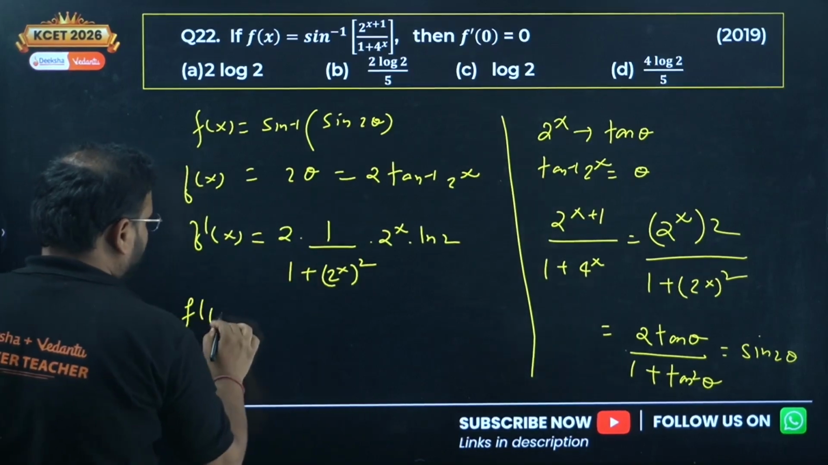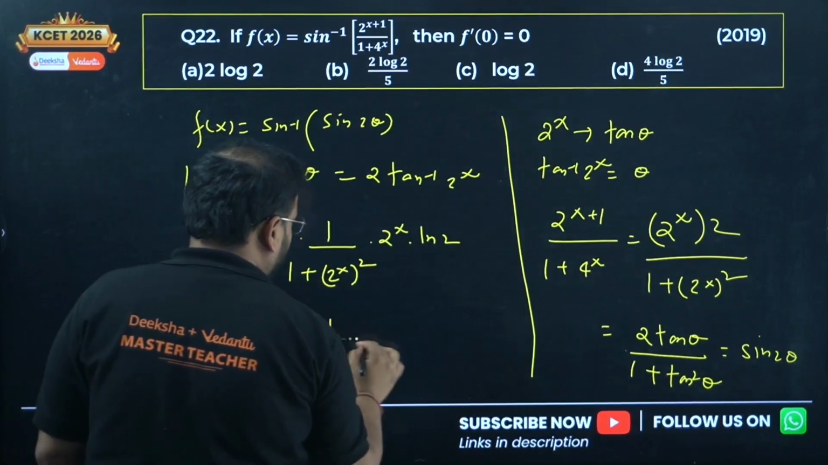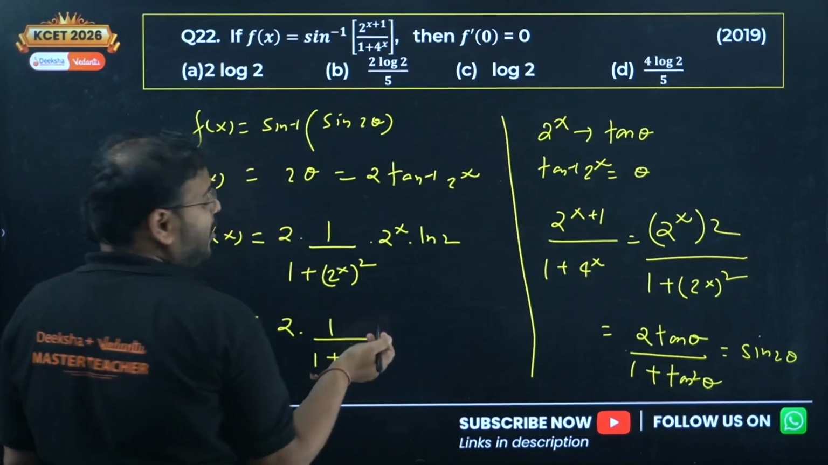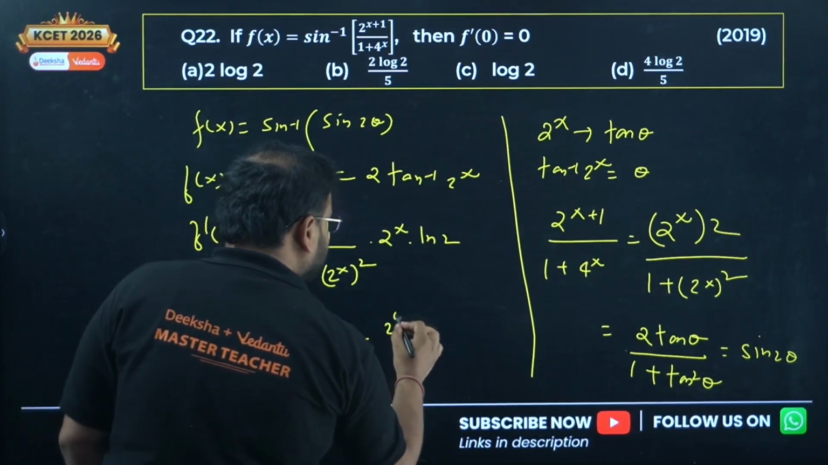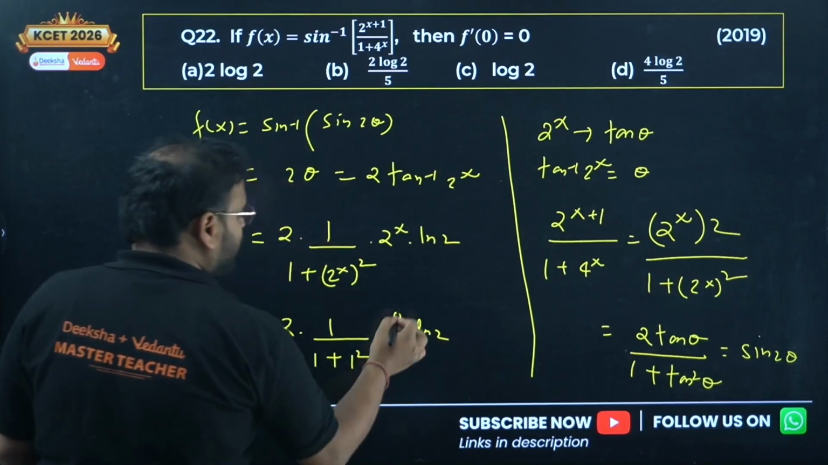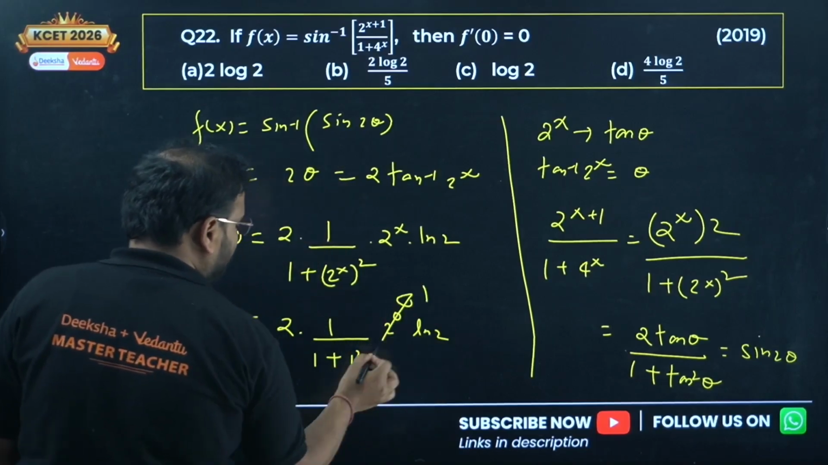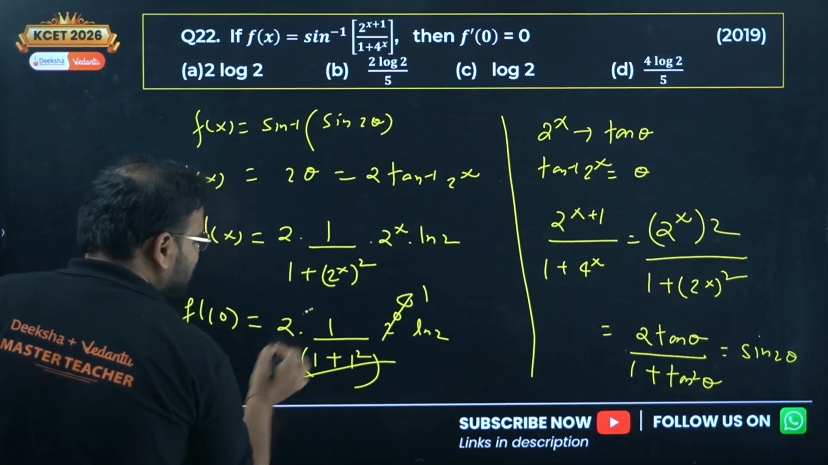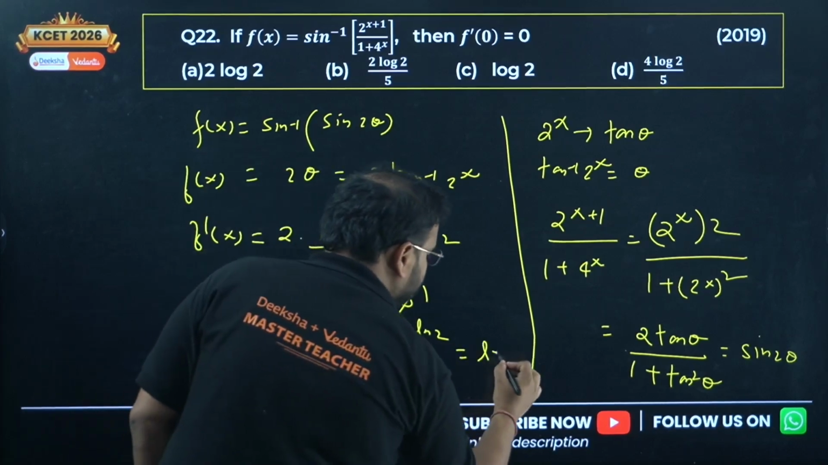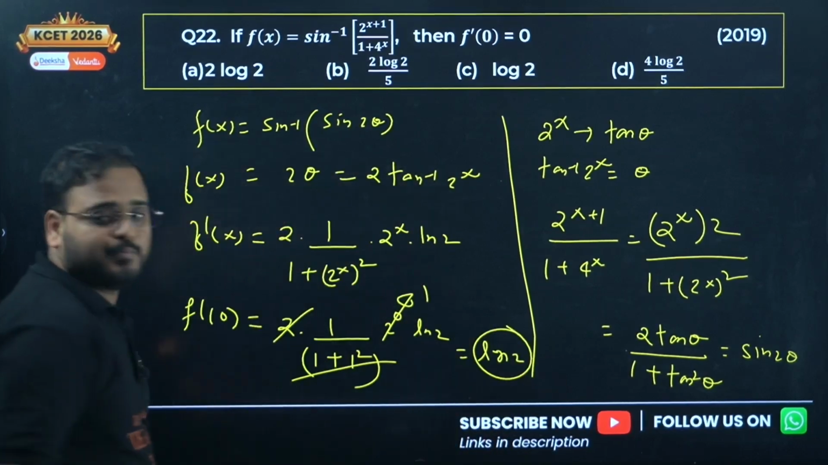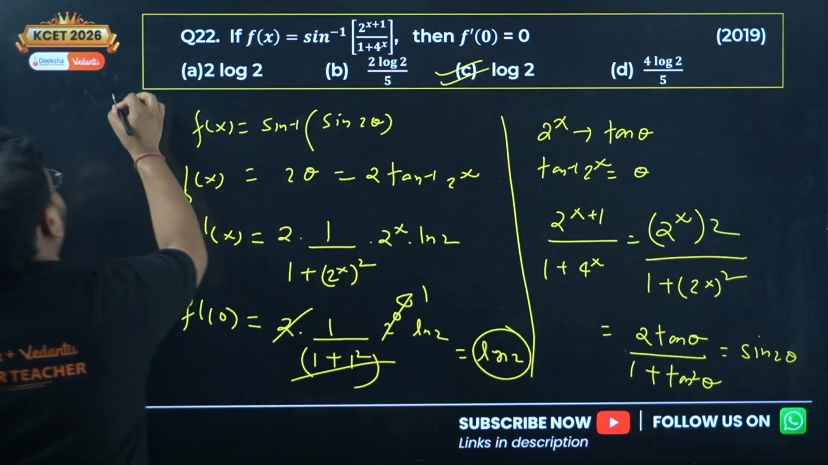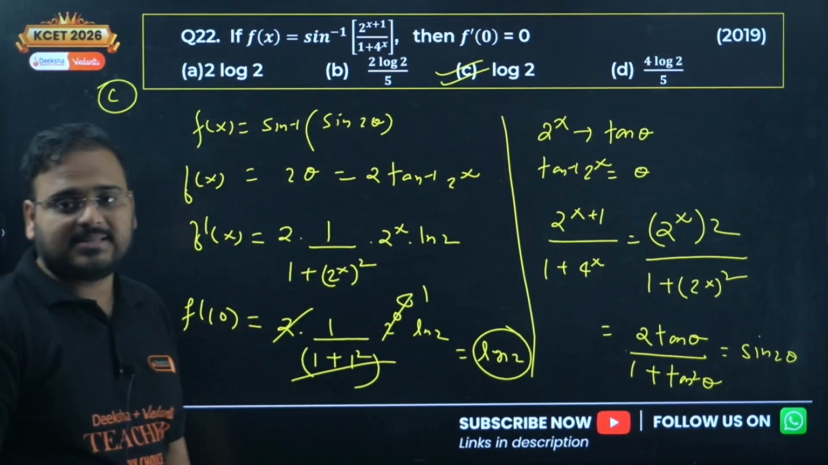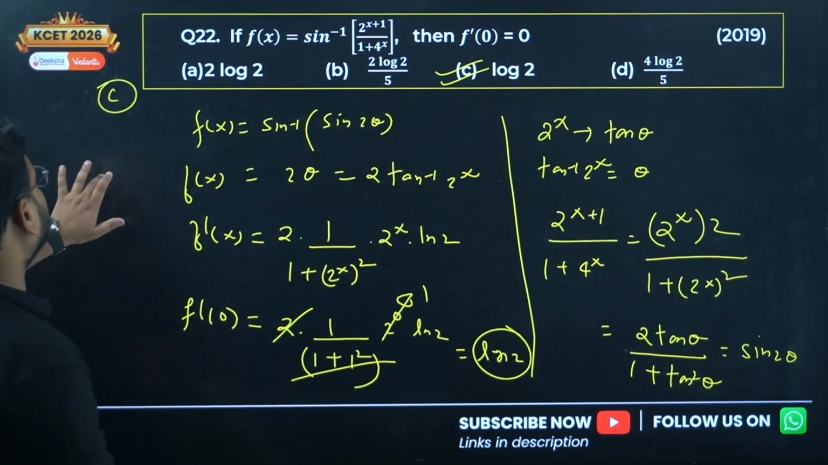You get f dash of 0 equals 2 into 1 upon 1 plus 2 power 0. How much is 2 power 0? It is 1. So 1 plus 1 whole square, and 2 power 0 ln 2. 2 power 0 is again 1. 1 plus 1 is 2, so this is cancelled. What is the answer? ln 2, or log 2. Option C. 22 is option C. Next.